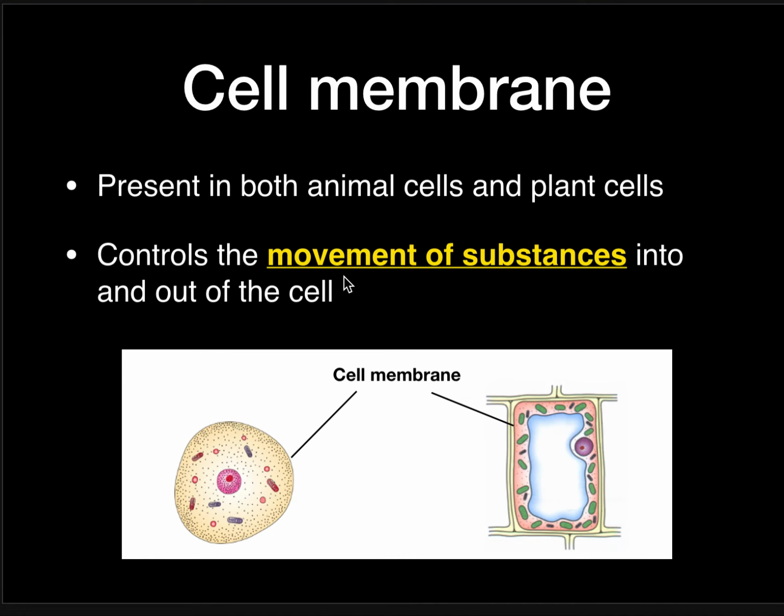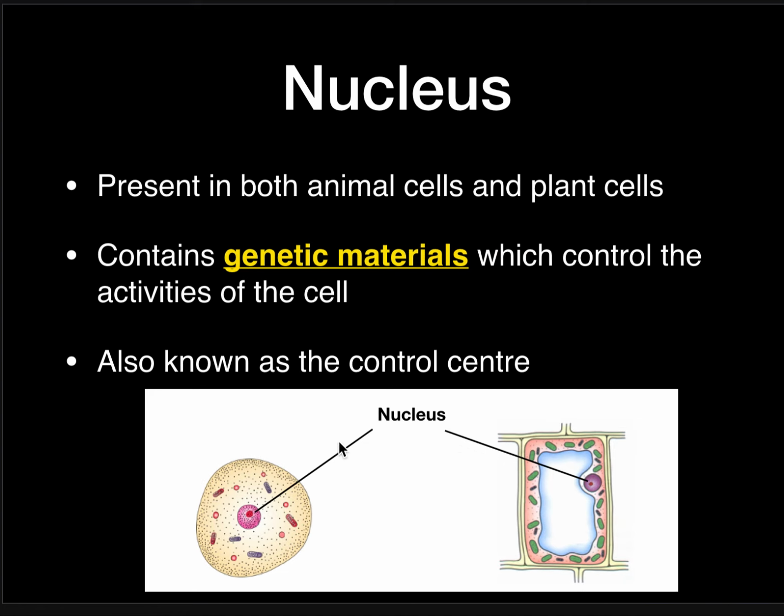First, the cell membrane: you can see it in animal cells and plant cells. It controls the movement of substances into or out of the cell. That means whether materials go in or go out, they have to pass through the cell membrane.